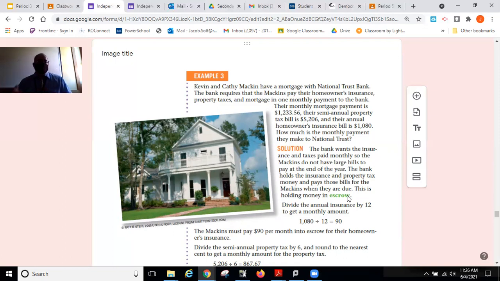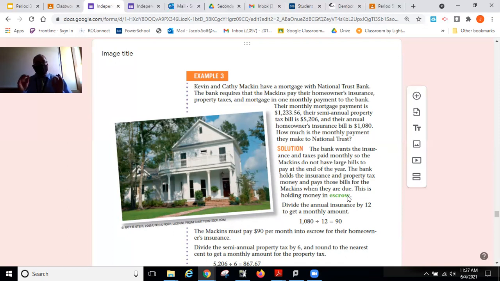your tax bill is usually only due either once a year or twice a year. And the bank doesn't want the Mackins to pay it just twice a year. They don't want them to have this large bill, because the bank is worried that if they do that, then they might not have the money for it. And then they might not pay their mortgage, and then the bank doesn't like that.